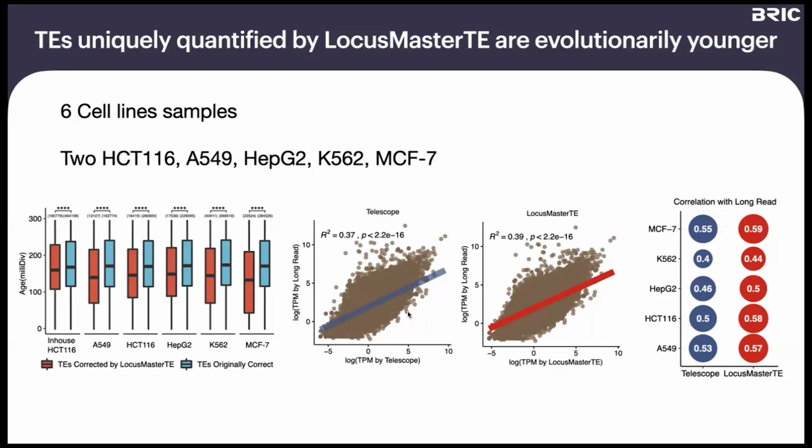So to further validate our tool, we compare the TE counts generated by Telescope and LocusMasterTE with the result from the long read RNA sequencing. So this is the in-house HCT116. We observe an increased correlation in the TE expression with the long read result when using LocusMasterTE compared to Telescope. And this is further confirmed by the other 5 cell line samples from the SG-NEx dataset. This confirms that there's a successful integration of the long read RNA information in LocusMasterTE, which improves the accuracy of the TE quantification in cell line samples.